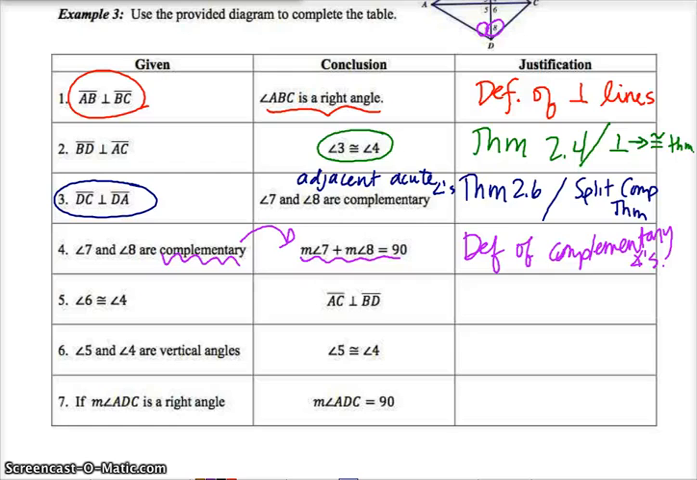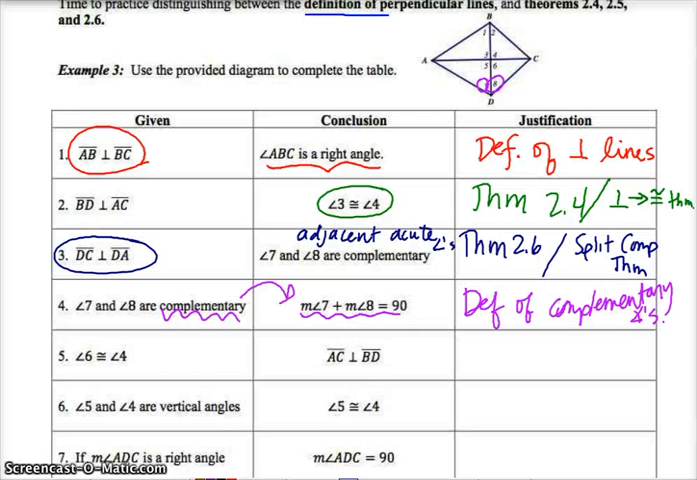Okay, let's look at number 6. Angle 6 is congruent to angle 4. Therefore, we're concluding that two lines are perpendicular to each other. So this is the if statement. This is the then statement. So if two angles are congruent to each other, then the lines are perpendicular.